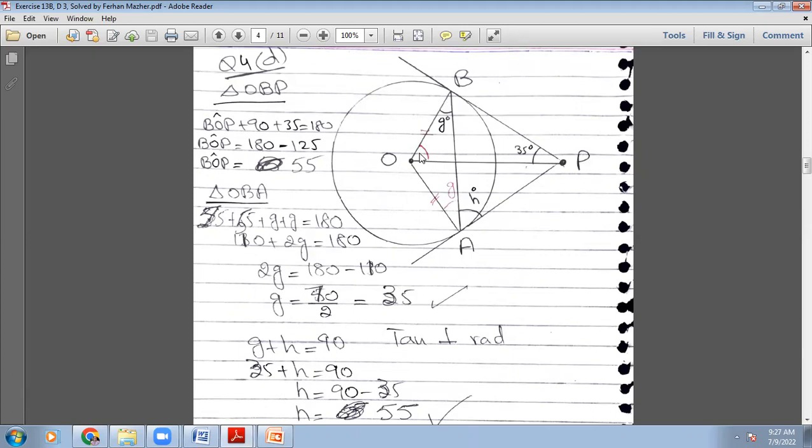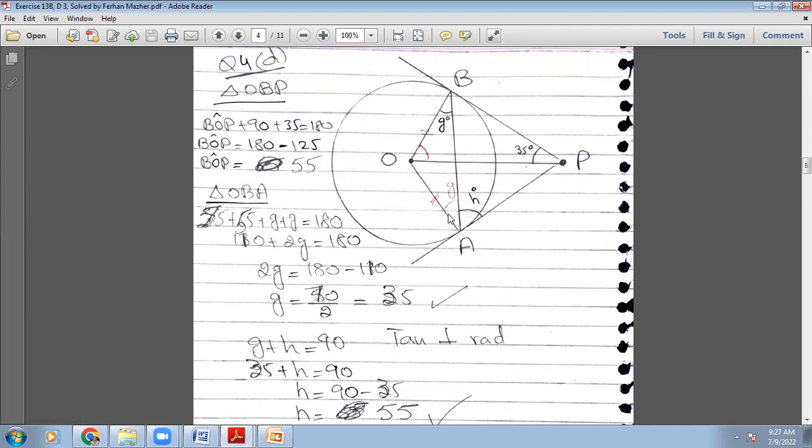So now I can find, this is 55, this is 55, this angle is G, this angle is also G. So 55 plus 55 plus G equals 180. So 110 plus 2G equals 180. 2G equals 180 minus 110. So G will be equal to 70 divided by 2, and that will be 35. So the value of the angle G is 35.